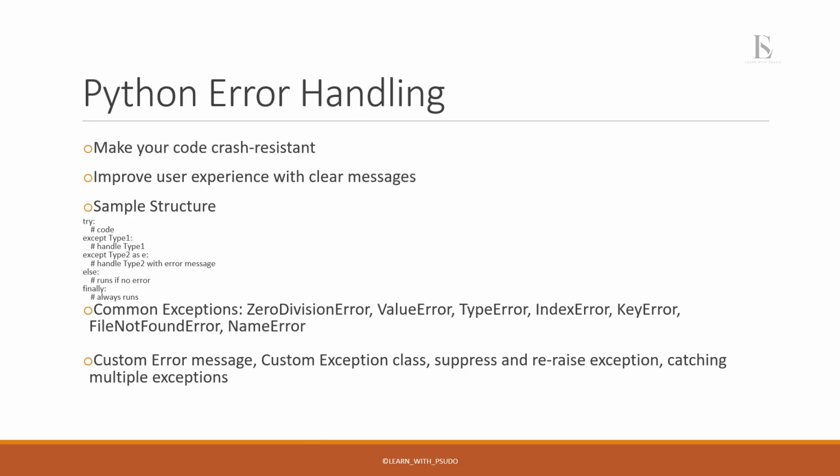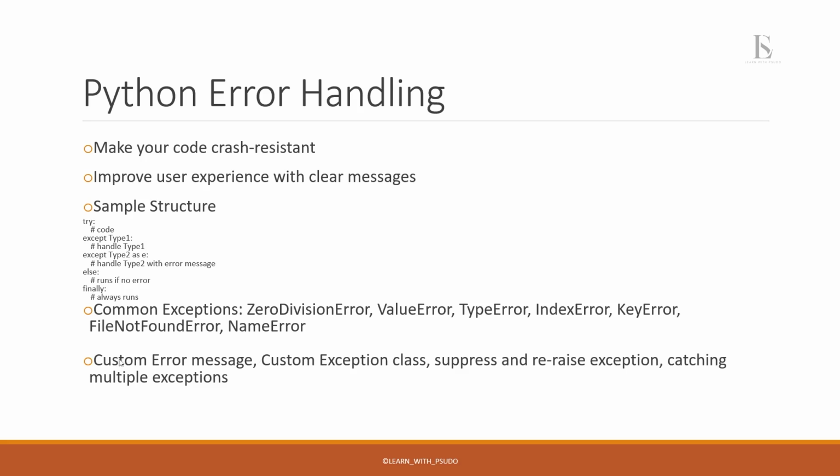Index error is when you are dealing with a list and you're trying to access some index in the list which is not present. Suppose the list is declared until the fifth index and you're trying to access the sixth index. So you'll get the index error. Key error is again with the dictionary, where you are trying to access a non-existent key. File not found error is raised when the file you are trying to access is not found. Name error is where a variable hasn't been defined yet and you are trying to access it.